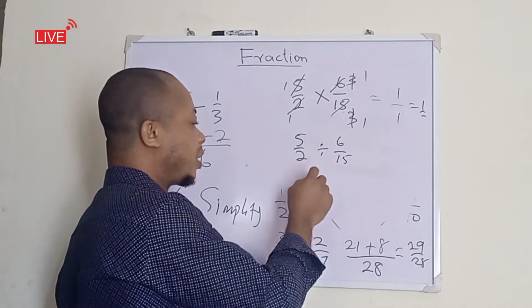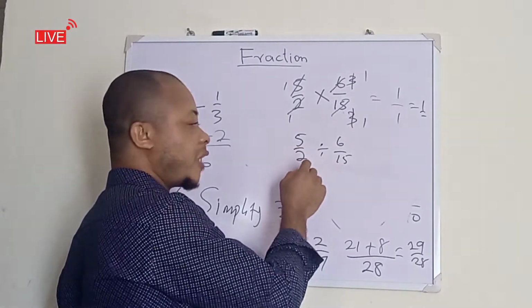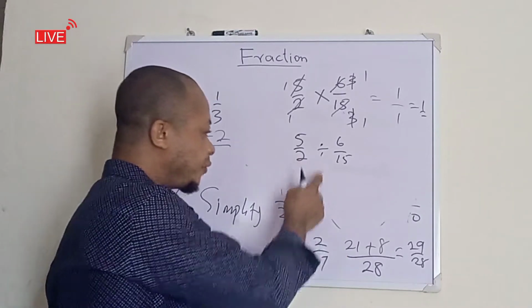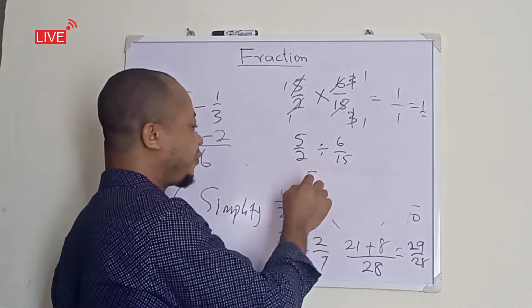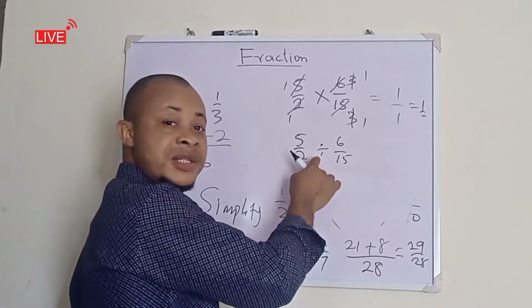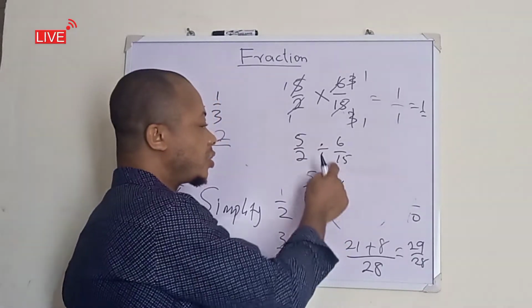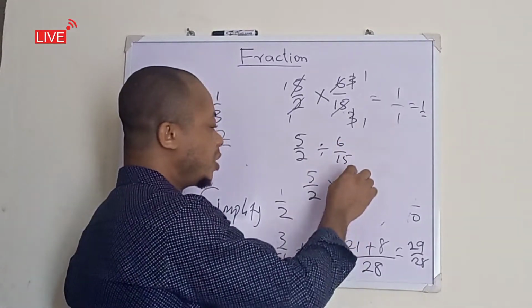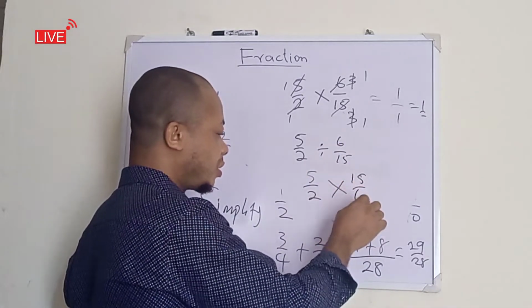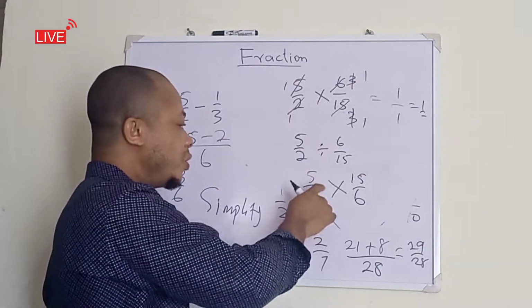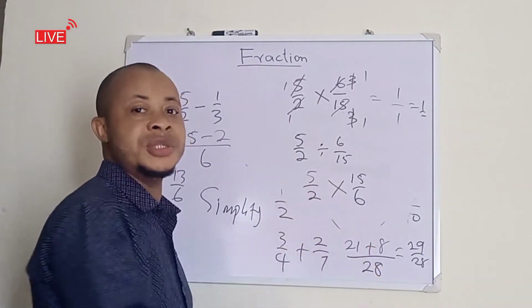So what do I mean? I have 5 over 2 divided by 6 over 15. If you want to solve it, you simply say 5 over 2, remove this division sign, replace it with a multiplication sign, then turn this one upside down, which is 15 over 6. Now, the same thing you did here, you look for numbers that can divide each other.